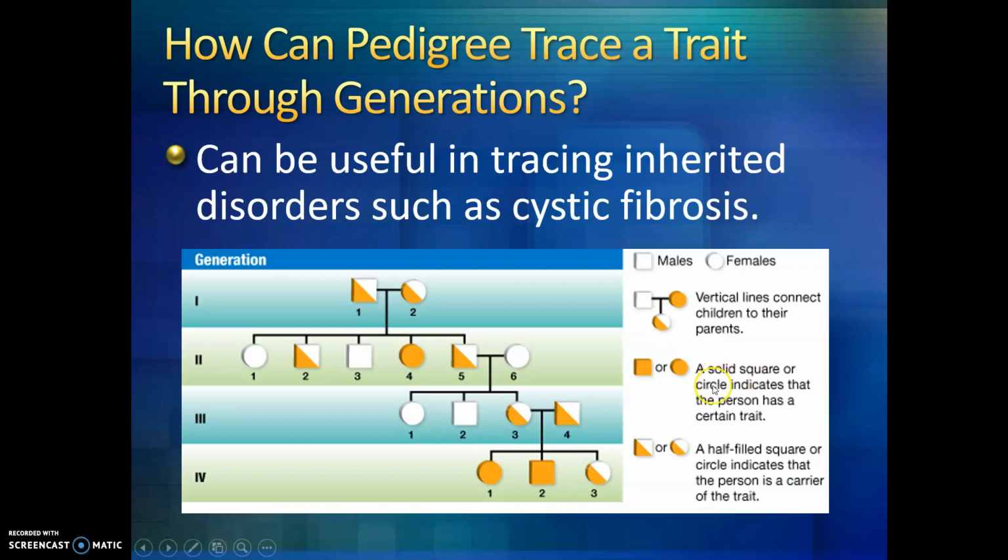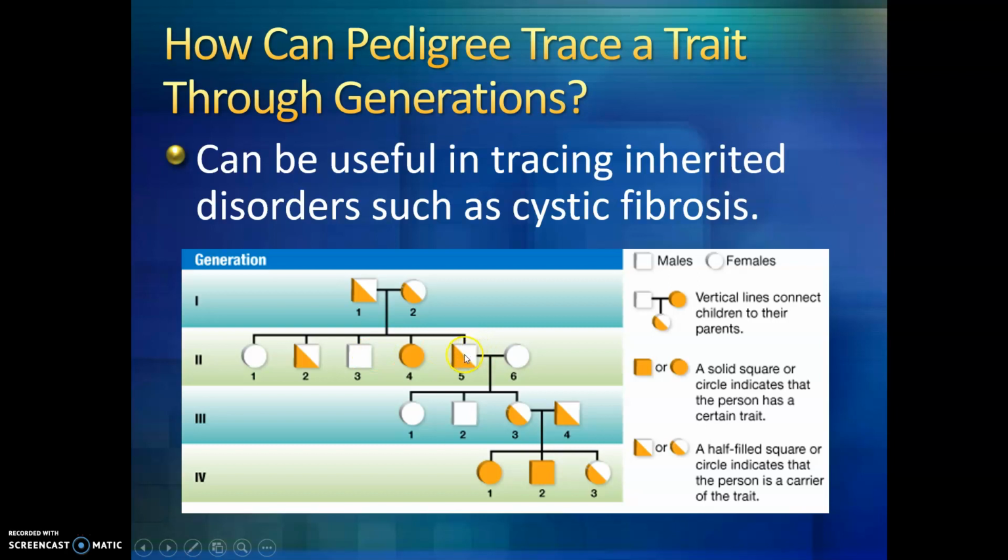So this means these 2 parents created this child. A solid square or circle indicates that the person has the trait. So if it's a square, solid orange, that means that male has the trait. A circle, solid orange, that female has the trait. A half filled in circle indicates they're a carrier, but they don't display the trait. So if we look here, we have 2 carriers, and out of 5 children, they created 1 that has the trait, 2 that are carriers, and 2 that are not carriers and do not have the trait.